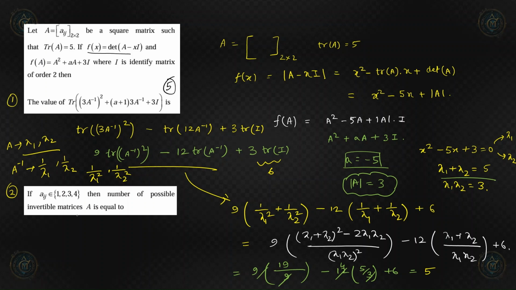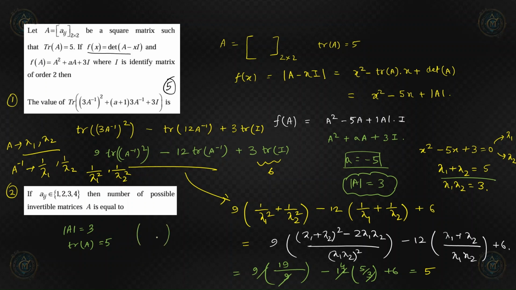Now let us solve the second question. It is saying if Aij belongs to the set 1, 2, 3, 4, then the number of possible invertible matrices A is equal to what? So we must have this condition: determinant A is equal to 3 and trace of A is equal to 5. Using this information we can form the matrices by trial and error. So let us try to form them.